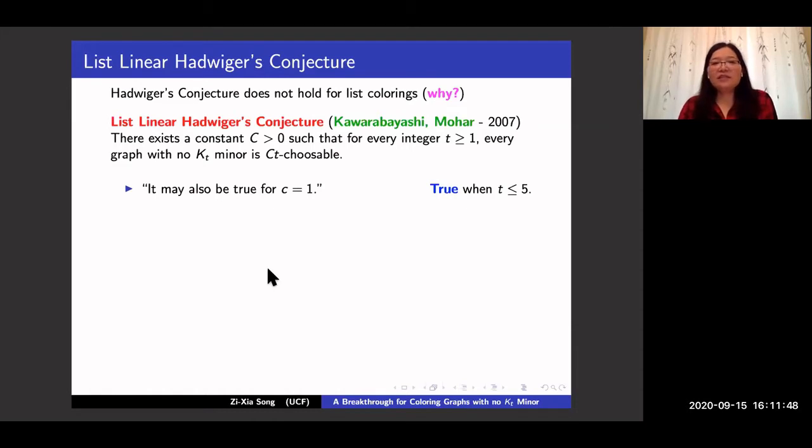So we know Hadwiger's conjecture doesn't hold for list colorings, right? Now, Kawarabayashi and Mohar had the linear list Hadwiger's conjecture here. It says there exists a constant C such that every graph with no K_t minor is Ct-choosable. And they also mentioned that it may also be true that you can choose the constant C to be 1, because as we know, this is true when t is at most 5.